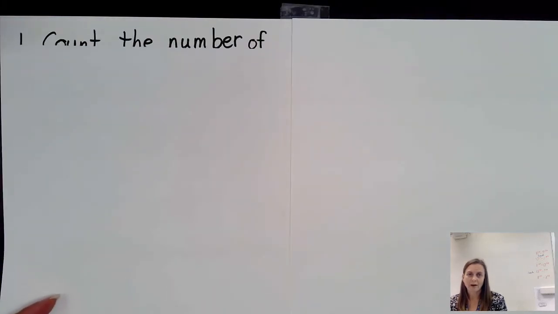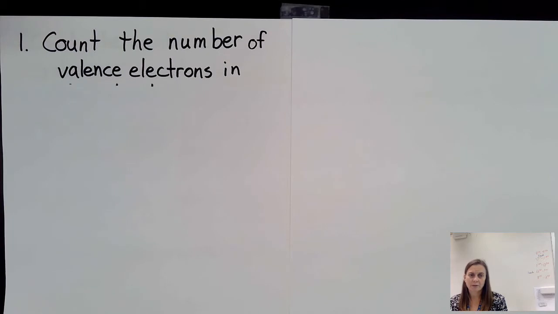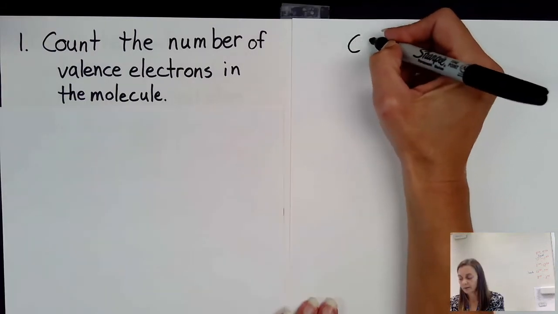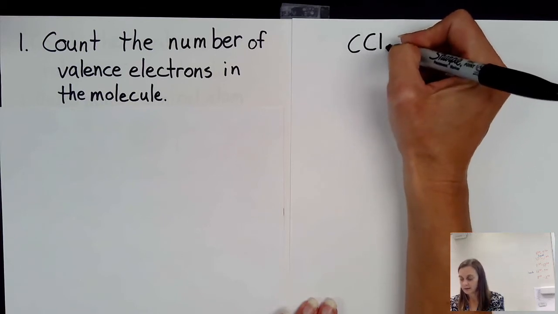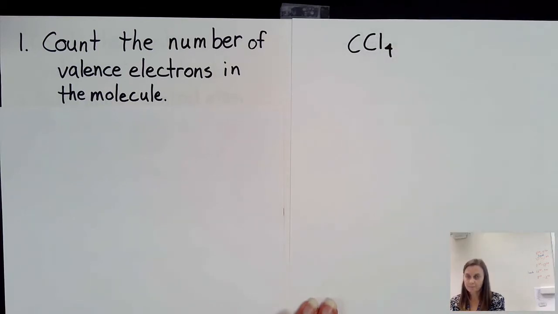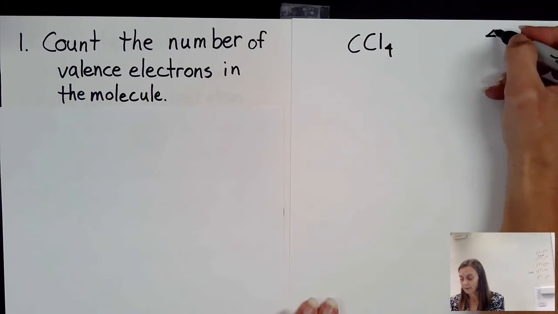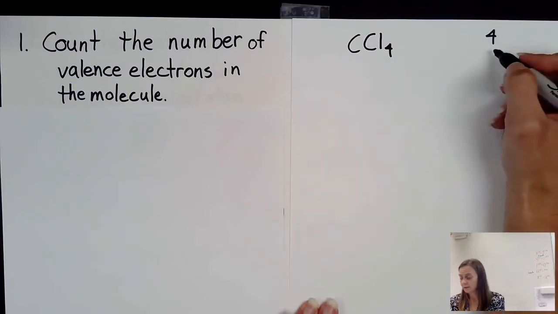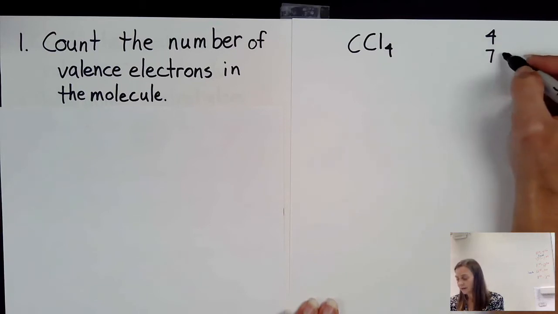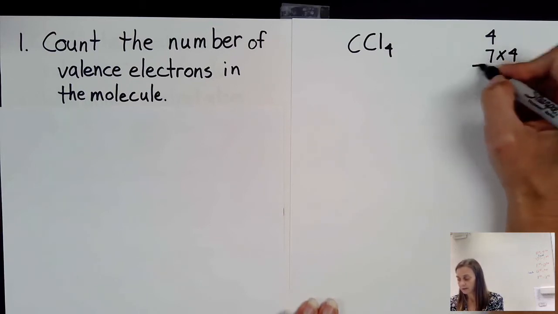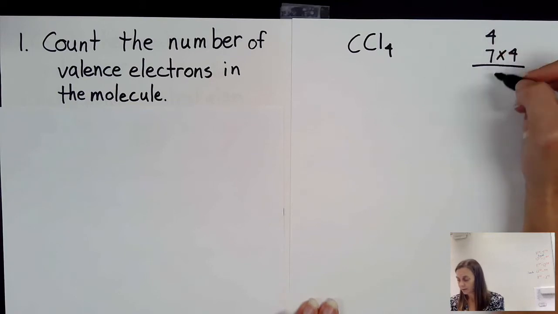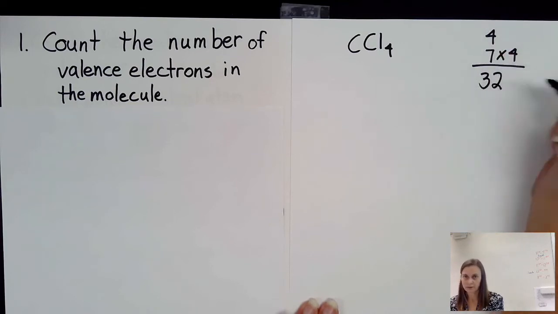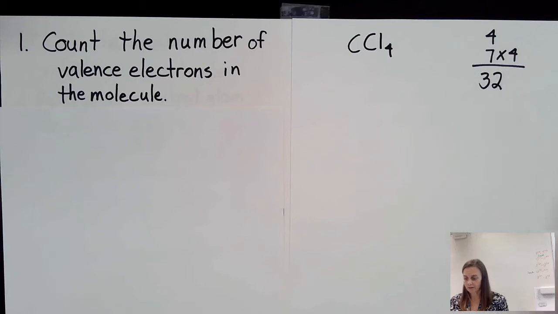So our very first thing that we're going to do when we draw a Lewis dot structure is count the number of valence electrons in the molecule. So we're going to start with something fairly simple. We're going to start with carbon tetrachloride, so that's CCl4. We know that carbon has 4 valence electrons, and each chlorine has 7 valence electrons, and there are 4 of them. So that's going to give us 28 plus 4 is 32 valence electrons. Okay, so we've counted our valence electrons.